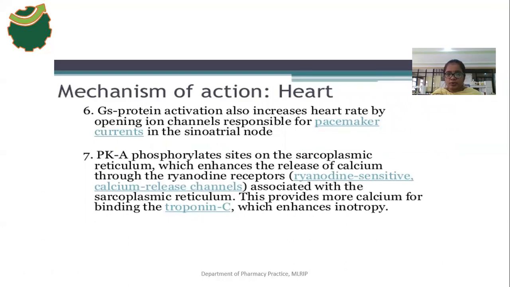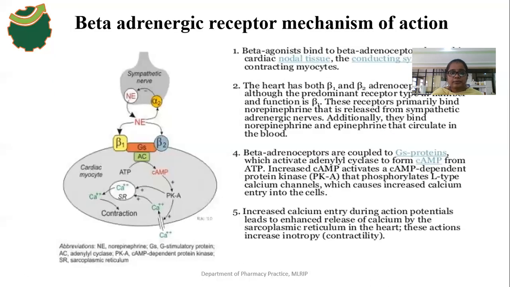It binds with troponin C. So then what will happen? It increases the inotropic effect, meaning the force of contraction will increase. So finally, the beta adrenergic receptor action on the heart is that the force of contraction increases and the heart rate also increases, because the heart consists mainly of beta 1 receptors.